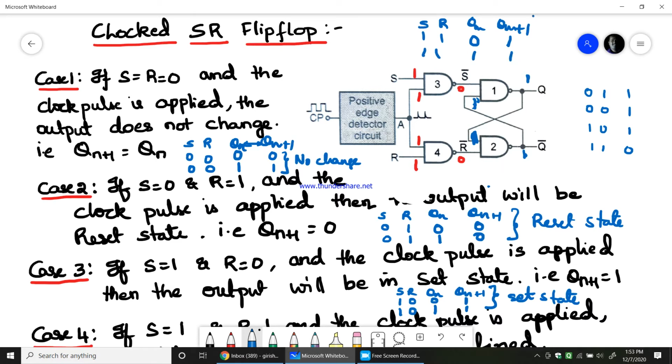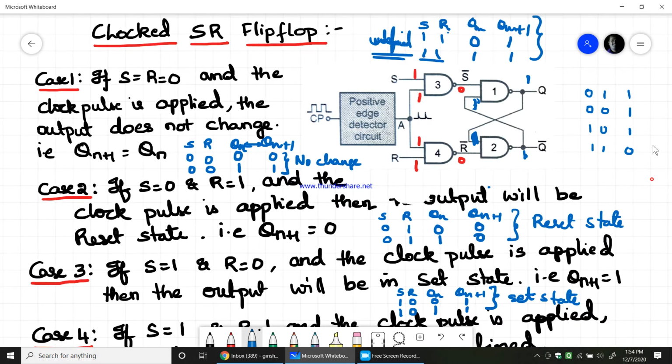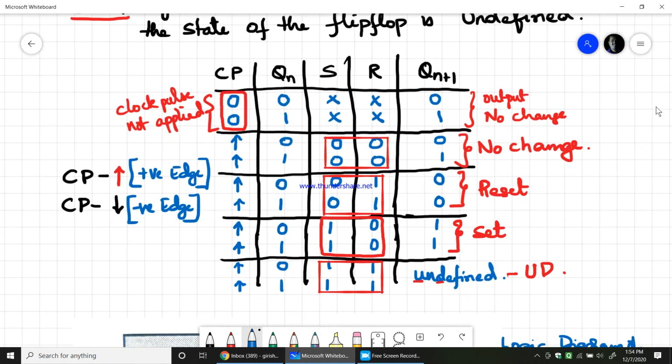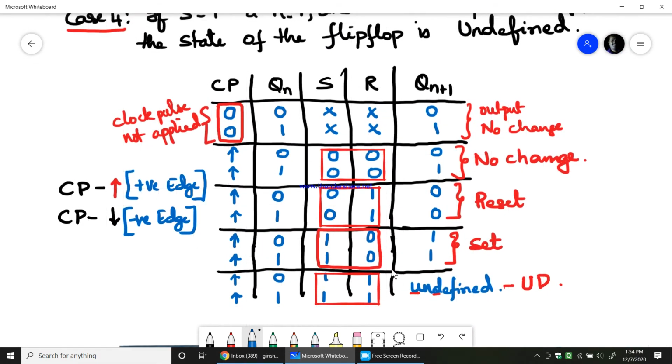now this need not be called a set state, because S stands for set, R stands for reset. So this condition can be possible only when you have S equals 1 and R equals 0. So when S and R both are 1, if you are getting this kind of output, we call it the undefined state. So in a clocked SR flip-flop, when the inputs S and R both are 1, it becomes an undefined condition or state.